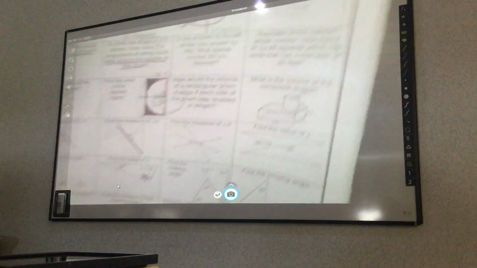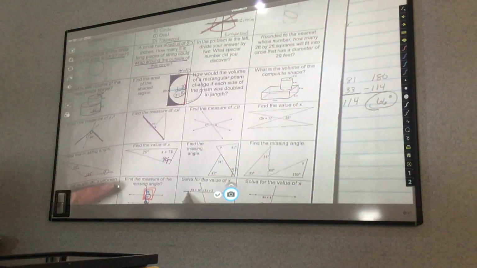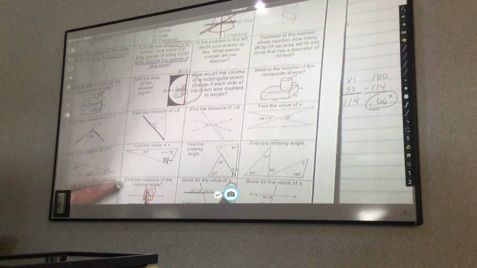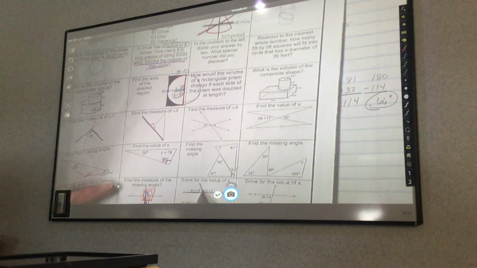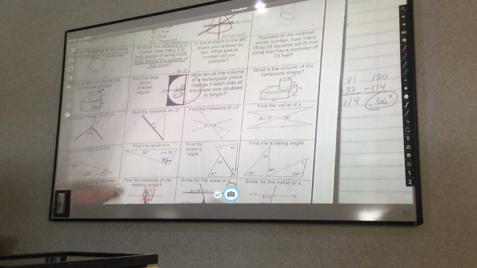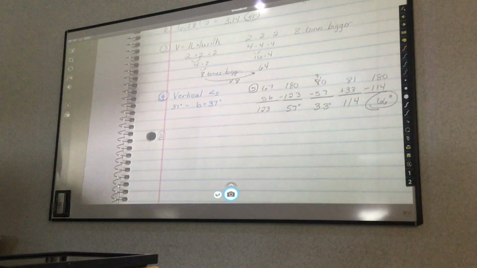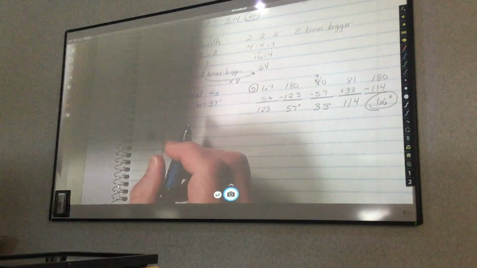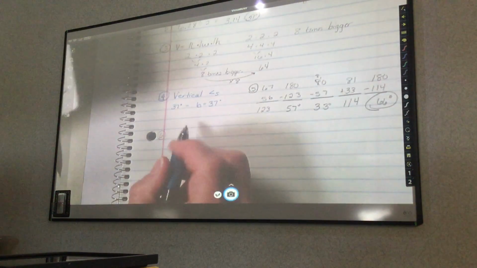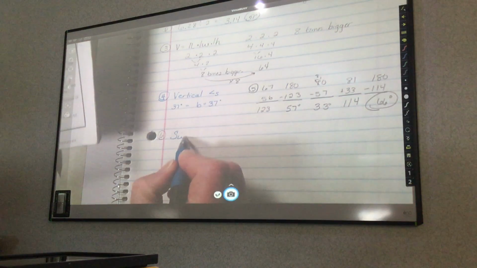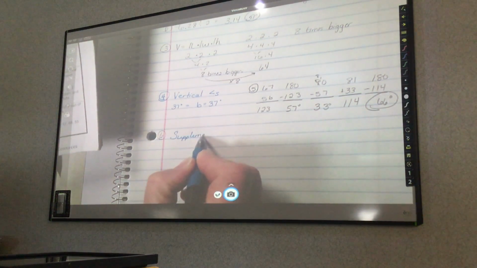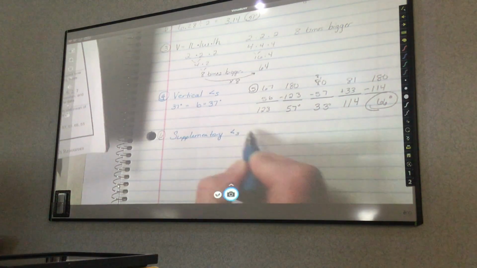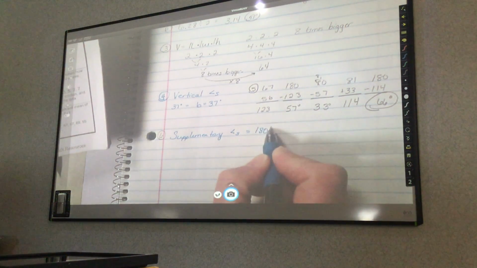Number 6. What is special about these angles? What do these two angles measure together? 180. And then what are they called? What's the vocabulary term? Okay, write it down. Supplementary, and I'm going to use the angle sign equal 180 degrees.